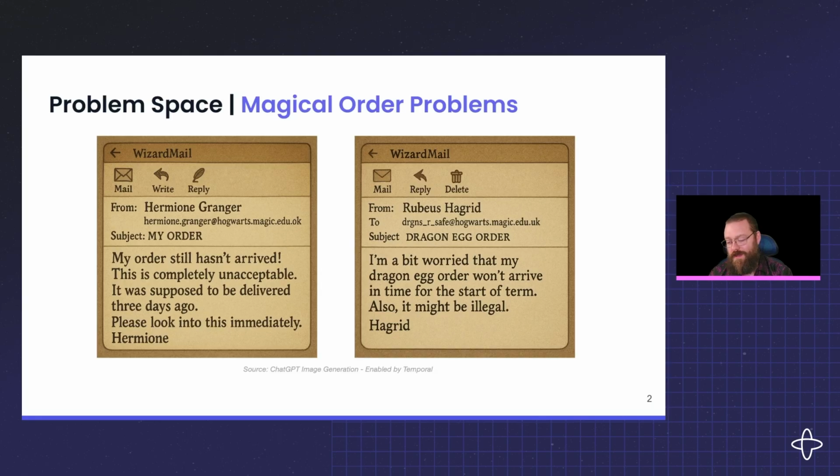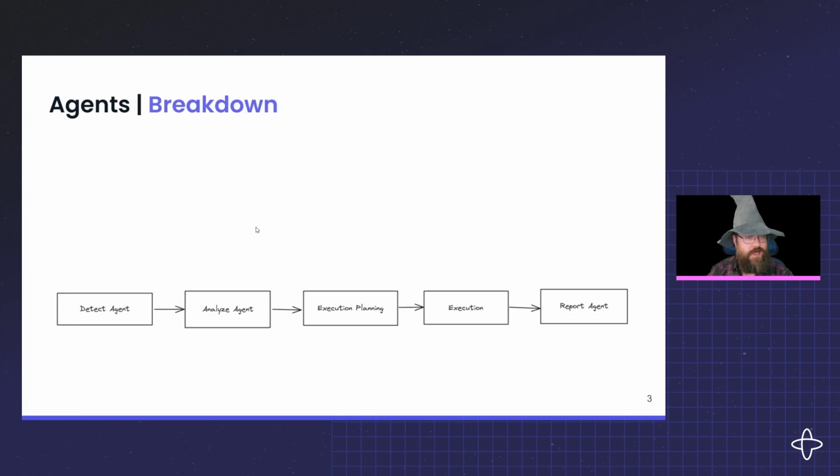I'm a little tired of looking through our order system and our inventory system and fixing things by hand and making sure orders get approved and inventory gets bought. And so I want to build a system that just does this for me magically. So I get emails like this that tell me, Hagrid wants his dragon egg order and maybe it's illegal, and Hermione's order is delayed. And what am I going to do about it? And since I'm a wizard, I'm going to put on my wizard hat.